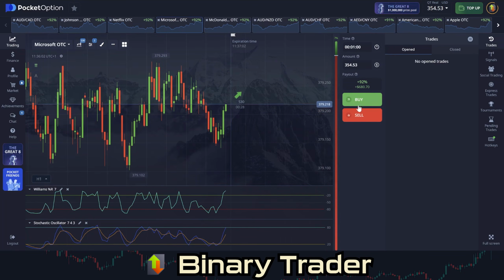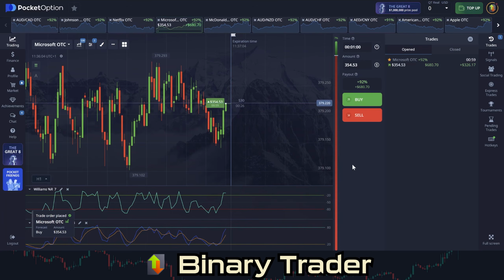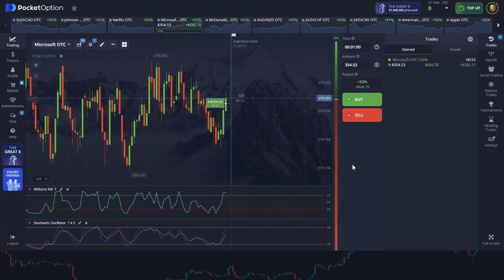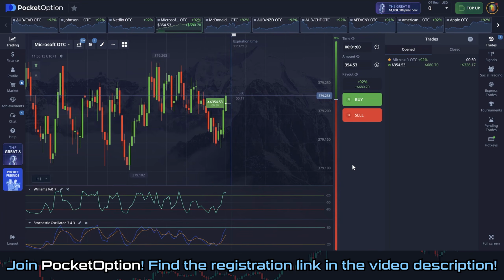Another late entry. Williams crossed up convincingly. Blue Stochastic is above orange, so I placed the buy. Normally I would avoid this wobbly sideways market. It's harder to predict moves. But in a $1 challenge, we can safely take this risk and play such setups.